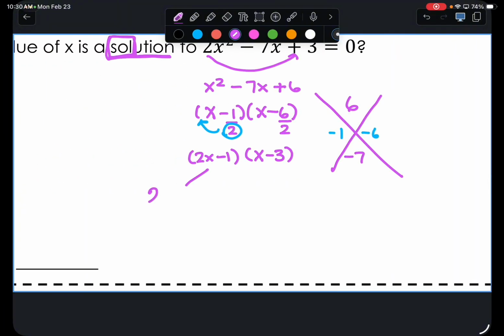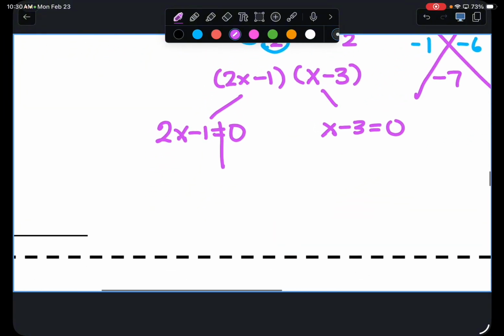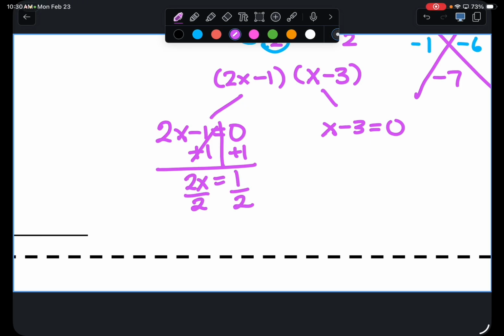So 2x minus 1 equals 0. x minus 3 equals 0. What's the first step in solving for the first binomial? Add the 1. Add 1. And then subtract by 2. 2x is equal to 1. And not subtract, you divide. Divide by 2. In the second equation, how do we solve that one? You add the 3. Add the 3. And that's it.